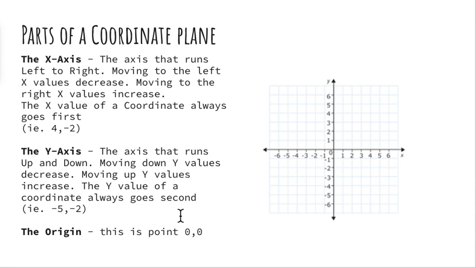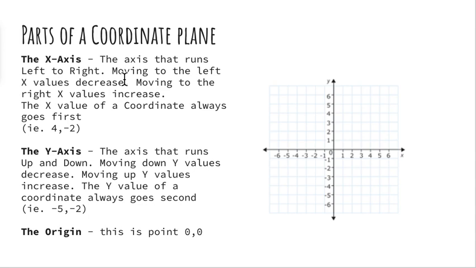When you're given coordinates, like I said, the x value always goes first. You're given two numbers, and the y value is the second number. I've given you two examples here. The first example is 4 and -2. So 4 would be your x value, -2 would be your y value. And in this example here, we have -5 and -2. -5 will be your x value, and -2 will be your y value.